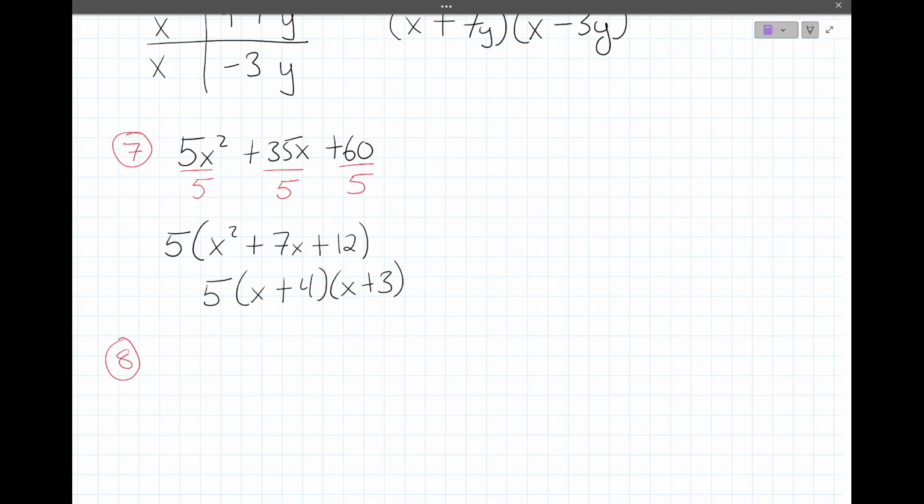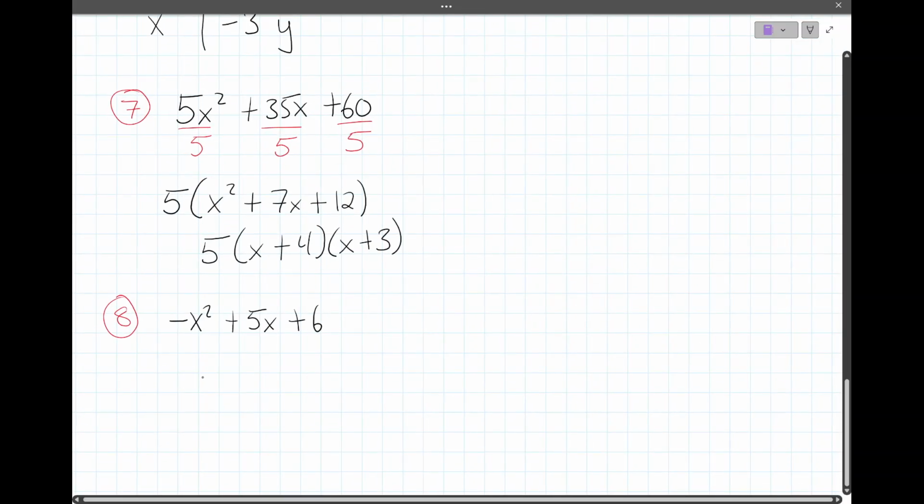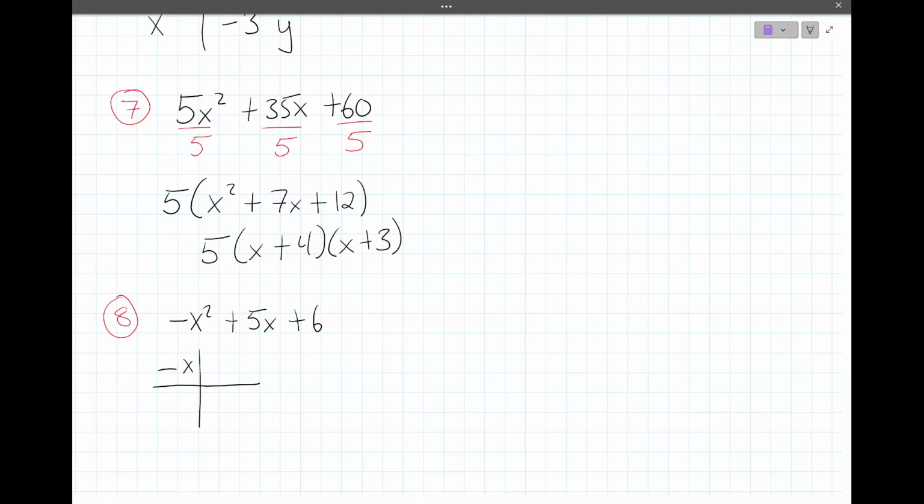We can do a couple things here with this new example. We're going to introduce a negative in a place we haven't seen before. So we have negative x squared plus 5x plus 6. And we can do it two ways. You could do negative x and x, and it has to multiply to positive 6, 3 and 2. Well, I don't know if that's going to work. Well, we could try 1 and 6. Let's see if that works. So I could leave the x in, see what happens.